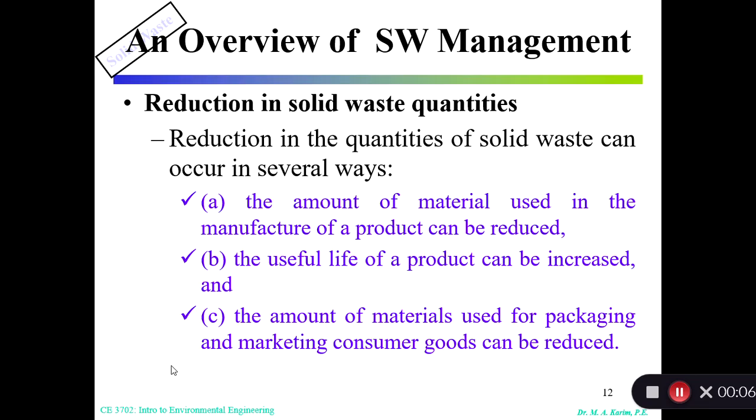Reduction in solid waste quantities. Reduction can be done in several ways. The amount of material used in the manufacture of a product can be reduced. The useful life of a product can be increased. Like say, if we build a car that lasts 100 years, then within 100 years we may not need to buy or build any more cars. So this will definitely reduce the solid waste quantities. The amount of materials used for packaging and marketing consumer goods can be reduced.